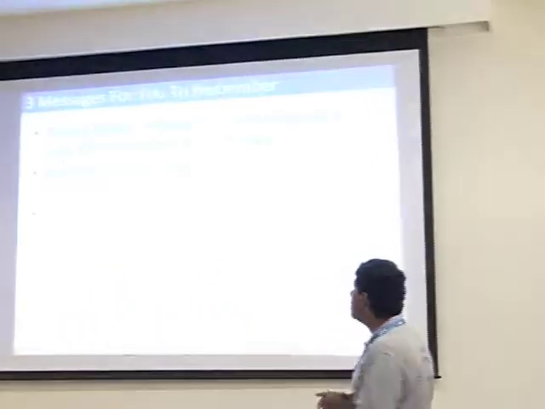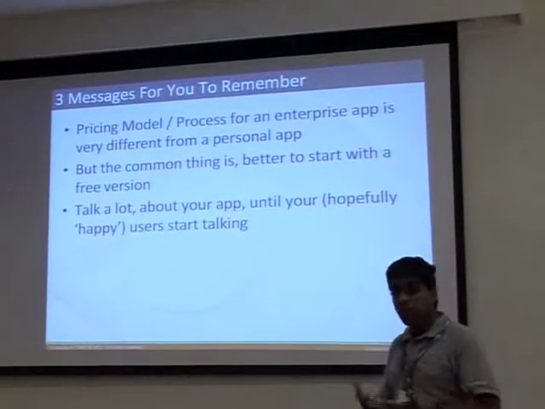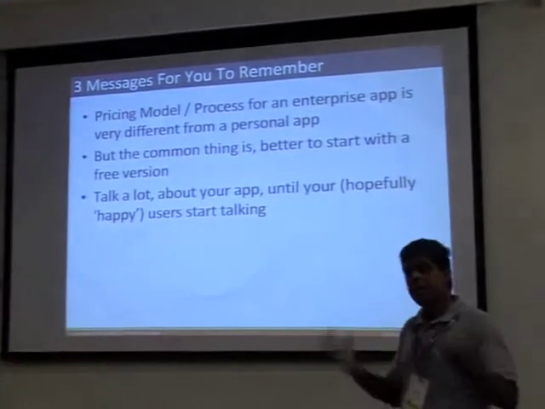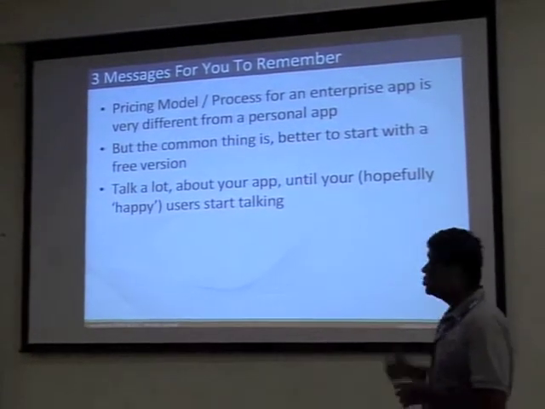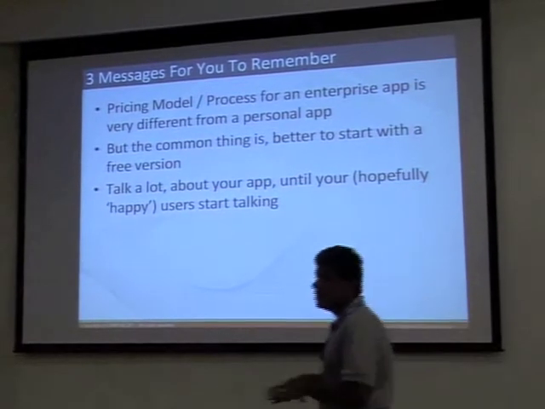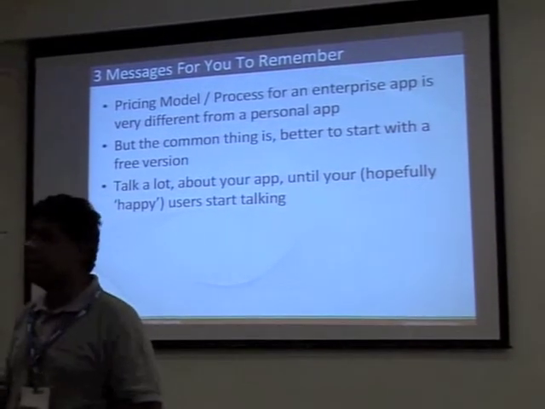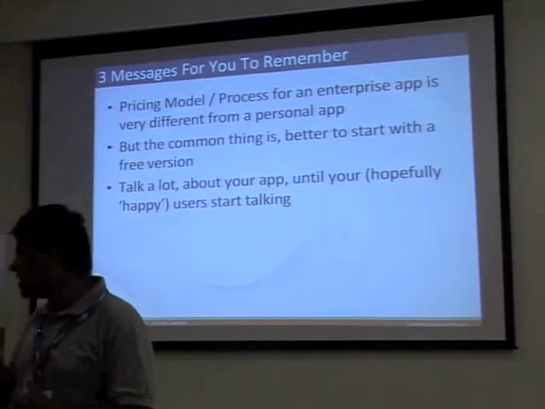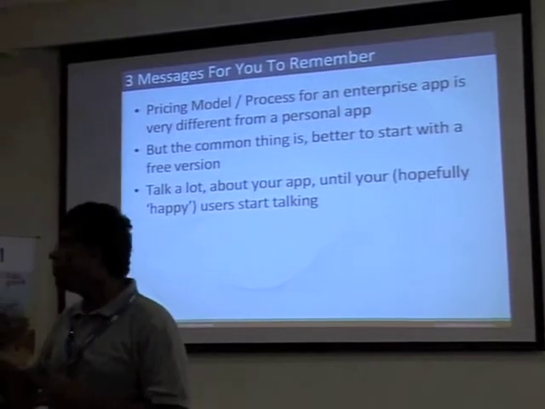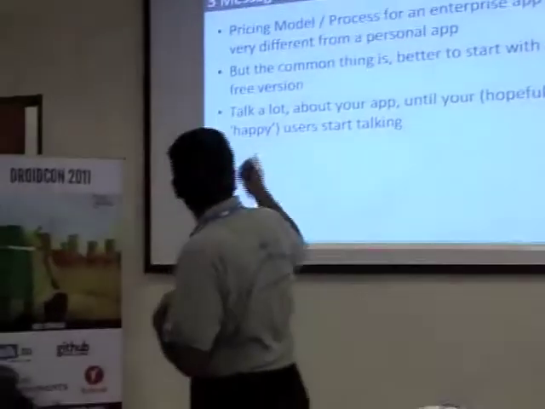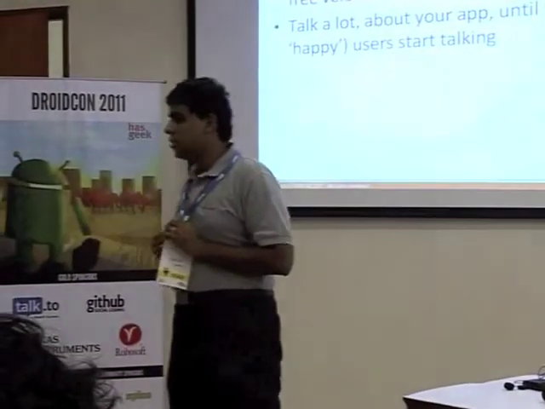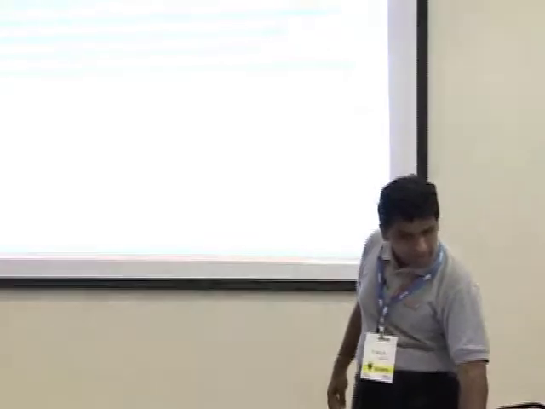I think just to summarize, these are the 3 points that are the takeaway. The pricing model as well as the pricing process for an enterprise app is entirely different from a general app. That is 1 point. Number two, these two have a common thing, which is starting with a free version. Once the free version works, then they will move to paid. We have observed that the hit rate is somewhere around 20-30% as of now, but it will improve depending on your app quality. And talk a lot about your app until your customers start talking about it. So I think those are the 3 points, and that completes my slides. So we can take up questions.